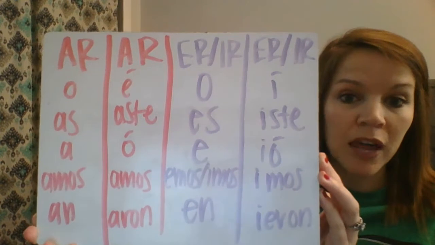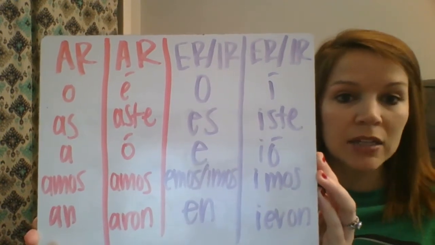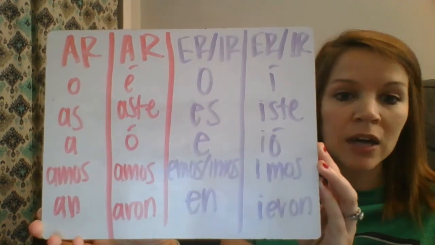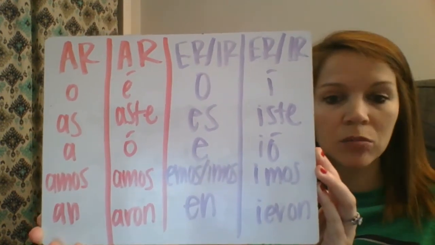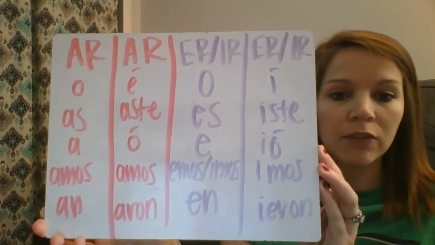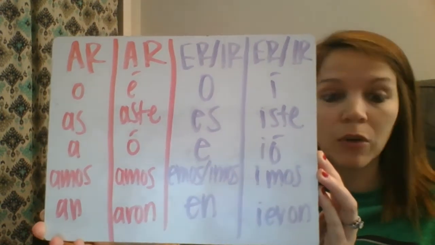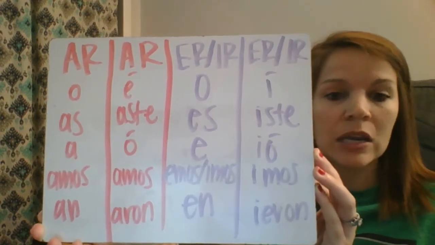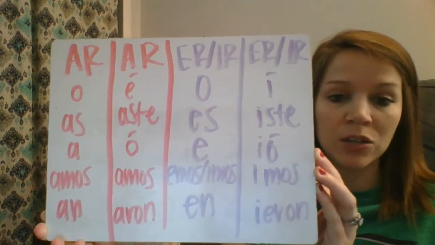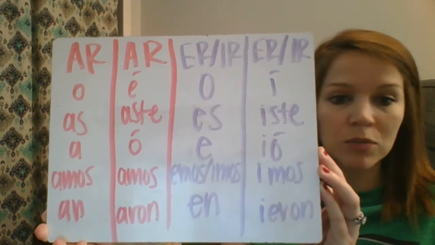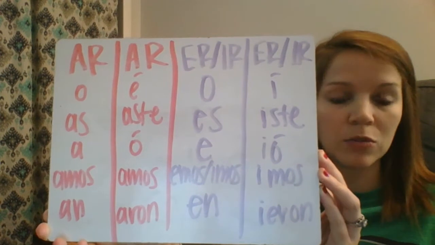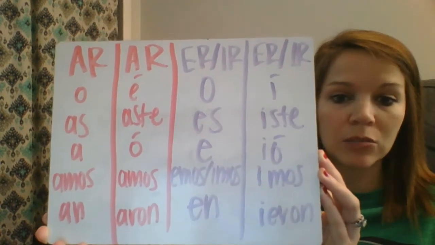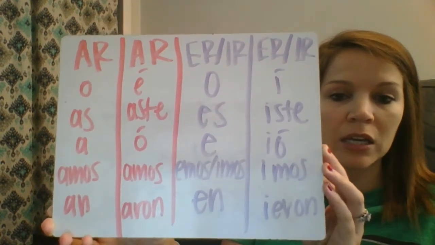So for example, an AR verb in the yo form is é with an accent, and then in the ER/IR it's an í with an accent. And then the tú form is aste versus iste, so both looking really similar. The él/ella form is ó and ió, so they both have accents on the o. One is just ó by itself, and the other one is ió with accent on the o as well. We've got amos and imos, which makes sense. Amos being AR, imos being ER/IR, and we've got aron and ieron. So again, both looking very similar. So hopefully this can help us start making connections.